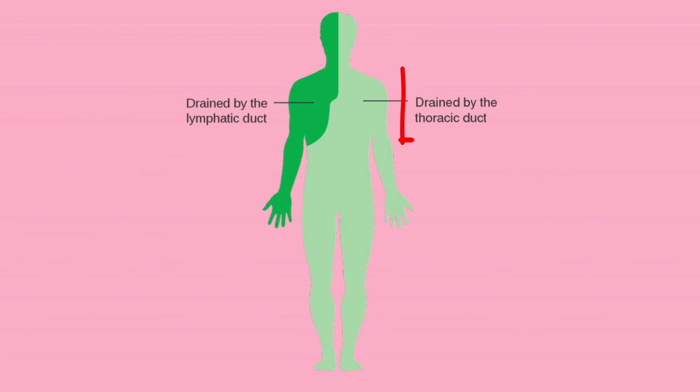The thoracic duct collects lymph from the left side of head and neck, left arm, left half of thorax, and from the whole abdomen and lower limbs.